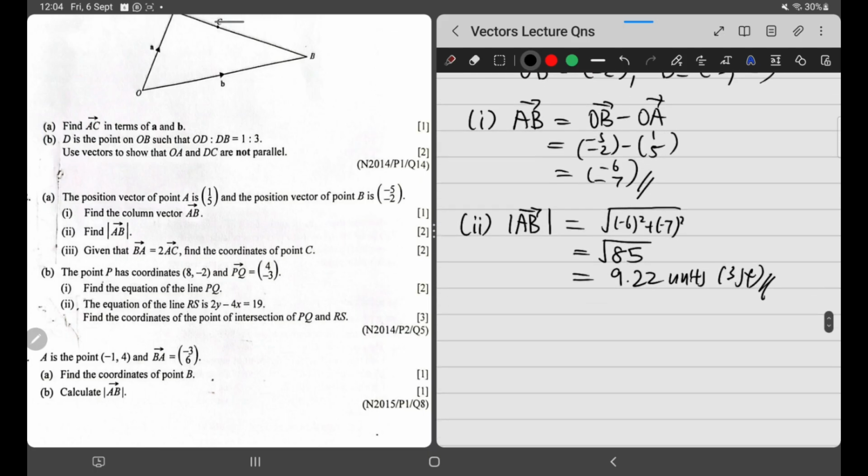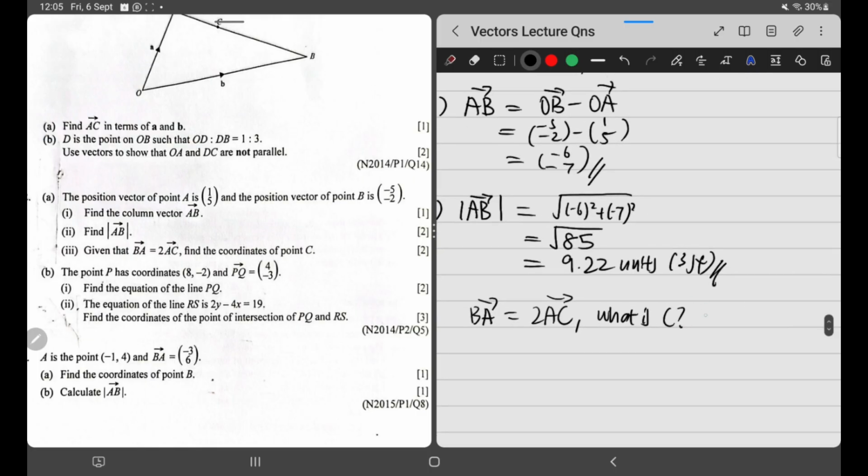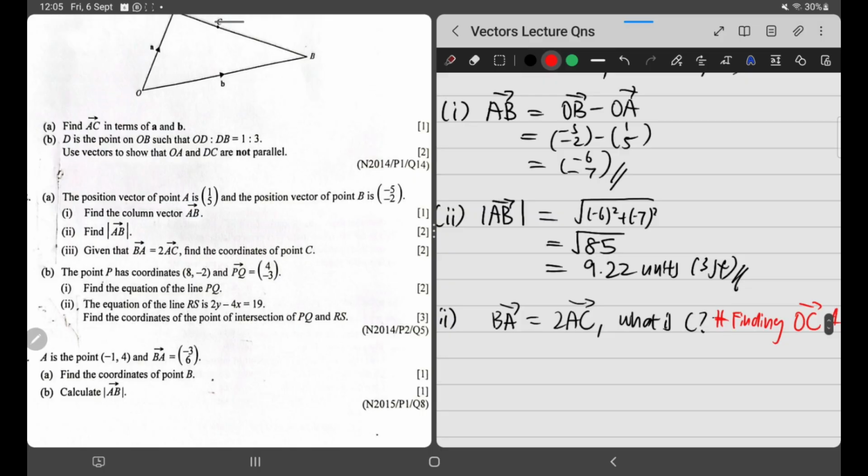Okay? Next, part ii. They say given that BA equals 2AC, what is C? We know that the coordinates of C, we will derive by finding OC, right? We need to find the position vector of OC first. Then we will use that as the coordinates. So how can we manipulate this into giving us what we want?